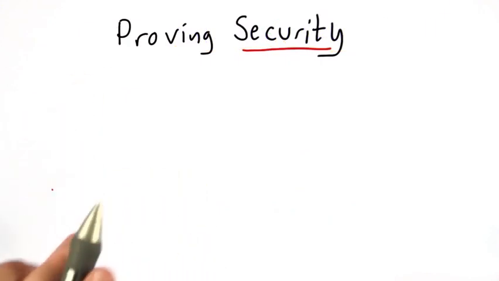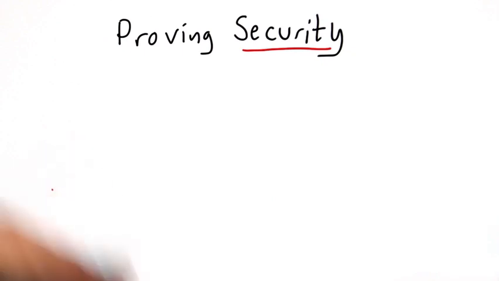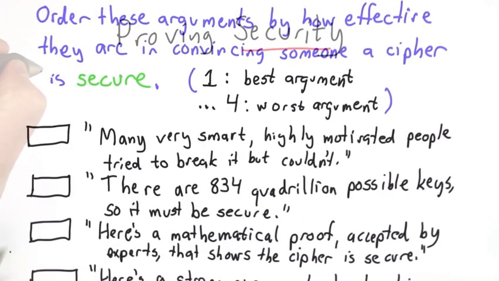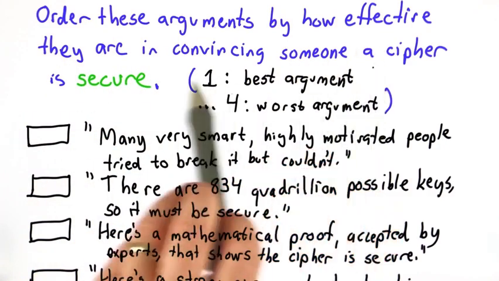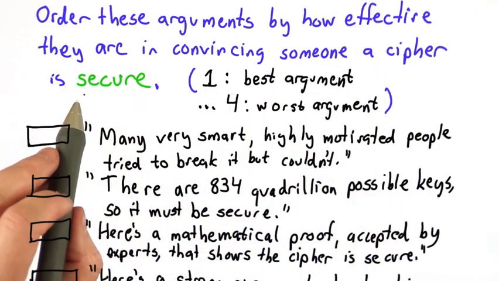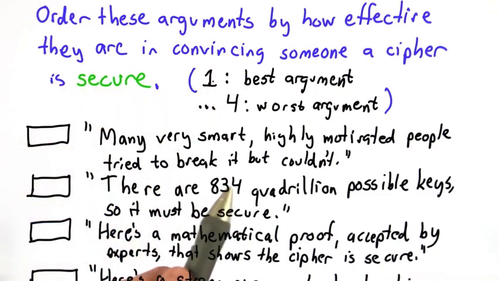So how can we argue that a cipher is secure? And this is a really hard problem. I'm going to start with a quiz, and it will definitely require some guesswork, but see if you can think it through before I explain the answer. I'm going to give you 5 possible ways someone might argue that a cipher is secure. So for this quiz, your goal is to order the arguments below by how effective they are in convincing someone that a cipher is secure. Use 1 to indicate the best argument, and 4 to indicate the worst argument.